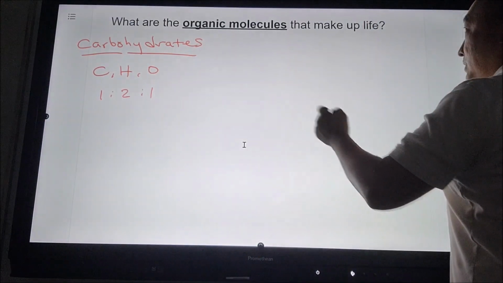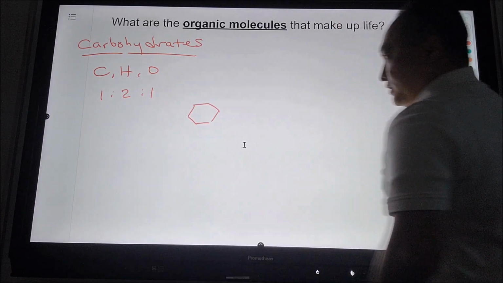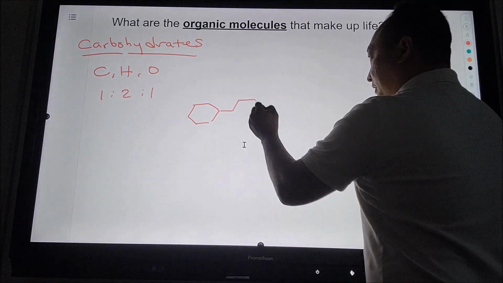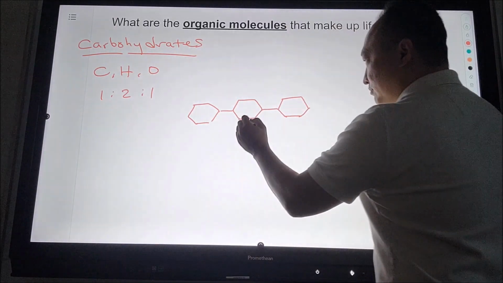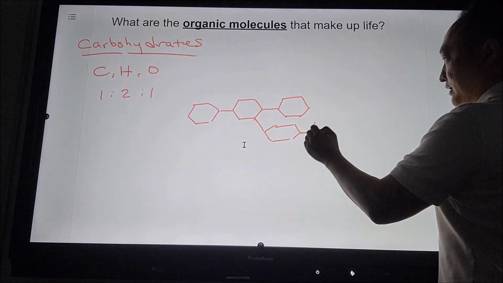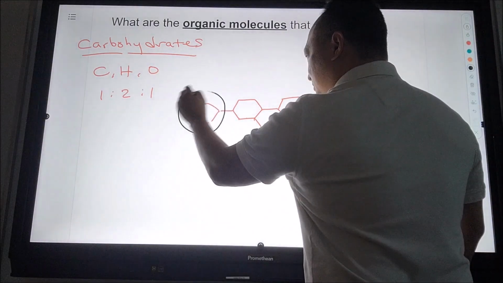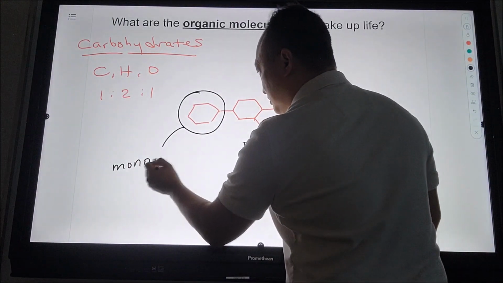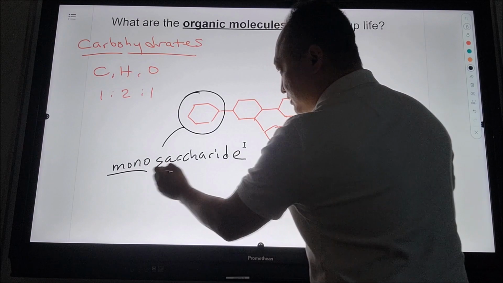All right. Now, carbohydrates do have monomers. They look like this. They're ring-shaped. They'll often have 6 sides or 5 sides to it, and they'll connect to other monomers. They'll even branch out, and they can get pretty complex. But we want you to know that the monomer, the unit that repeats, is known as a monosaccharide. Mono meaning one, and saccharide meaning sugar.